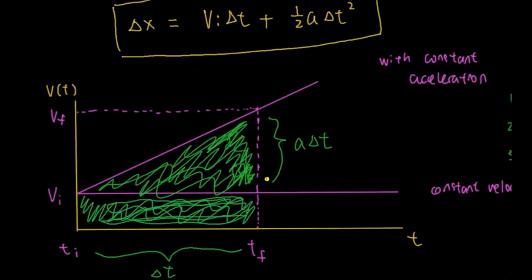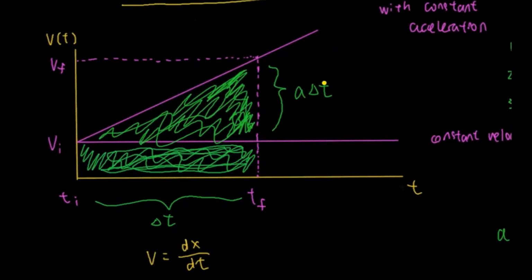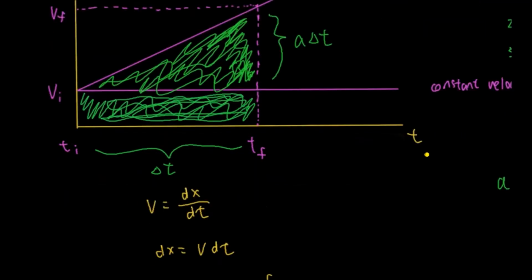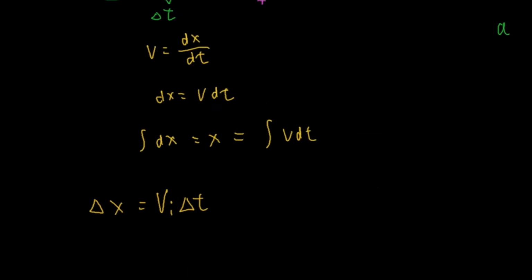So, what's the area of this triangle? We know the area of a triangle is half base times height. So basically, this is a delta t times delta t divided by 2. The base is delta t, and the height is a delta t. So we have to include that here.